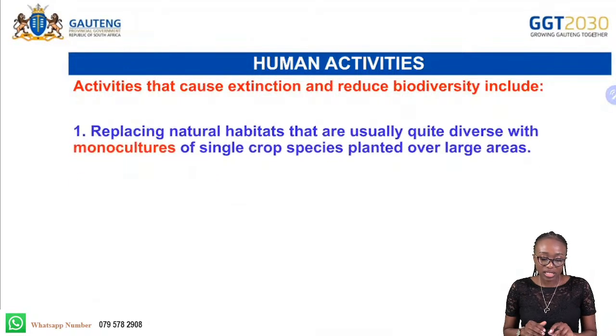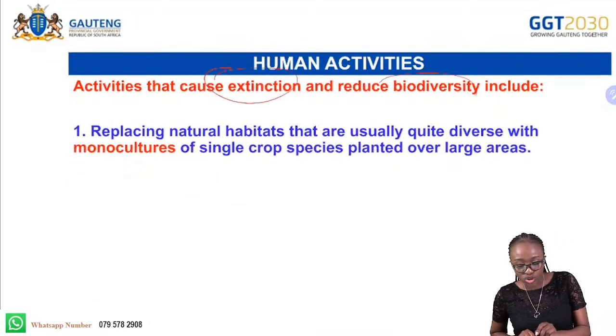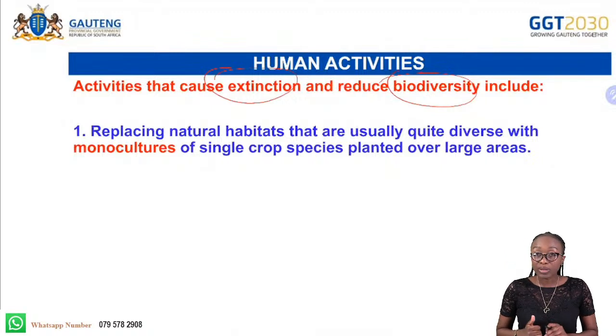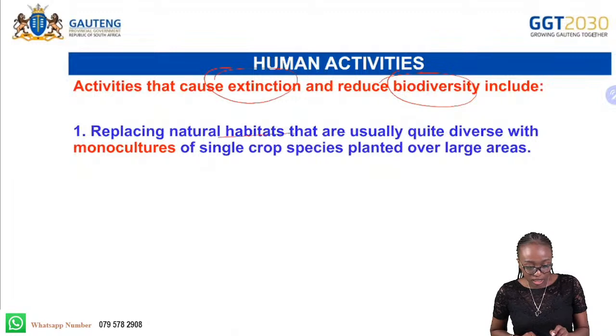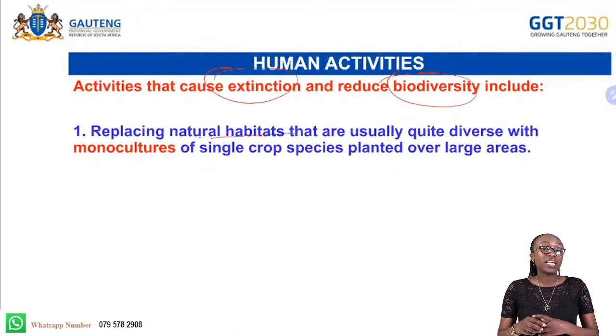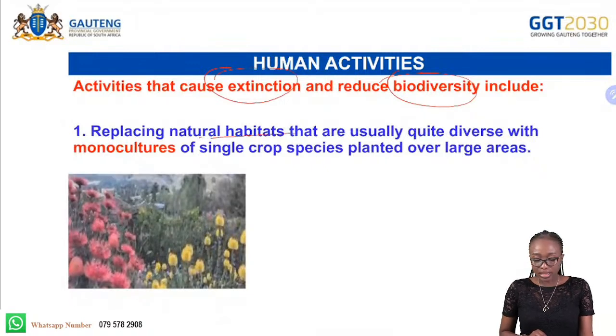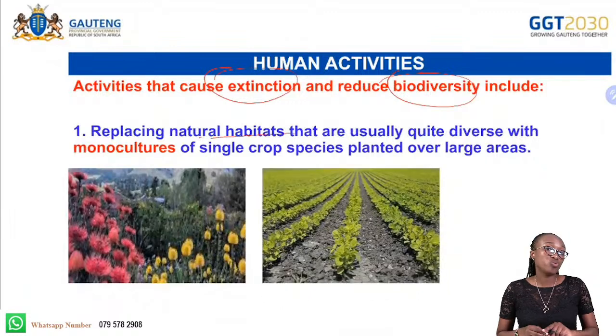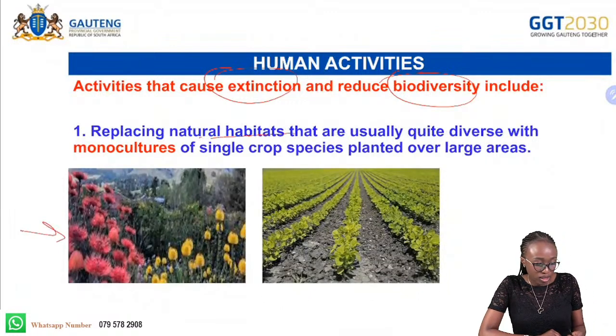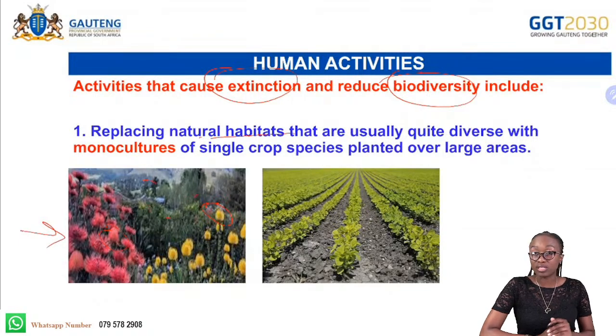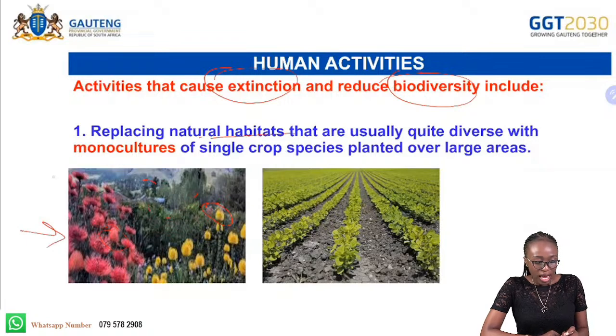Now, the activities that cause extinction and reduce biodiversity include replacing natural habitats that are usually diverse, that usually have a large variety of living organisms, with monocultures, single crop species. If we look at these two pictures that I've just put up, on this side you can see there is biodiversity. There's this yellow flowering plant, and then there's this pink flowering plant, and there are also other plants in that particular ecosystem. Humans clear out this type of land and then introduce a single crop species.